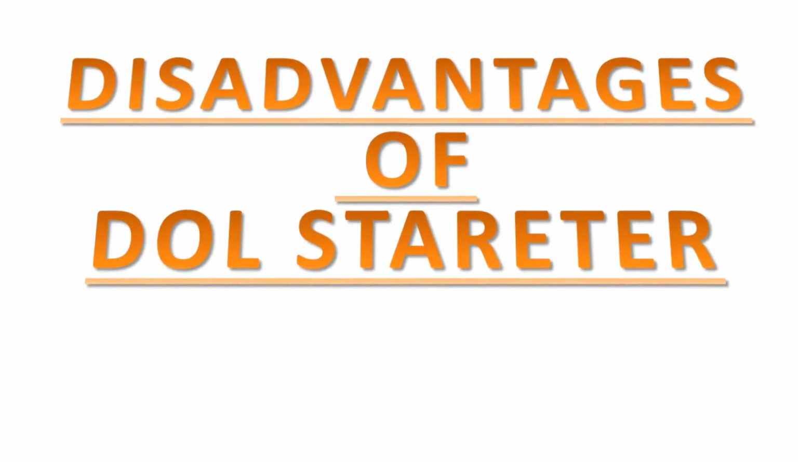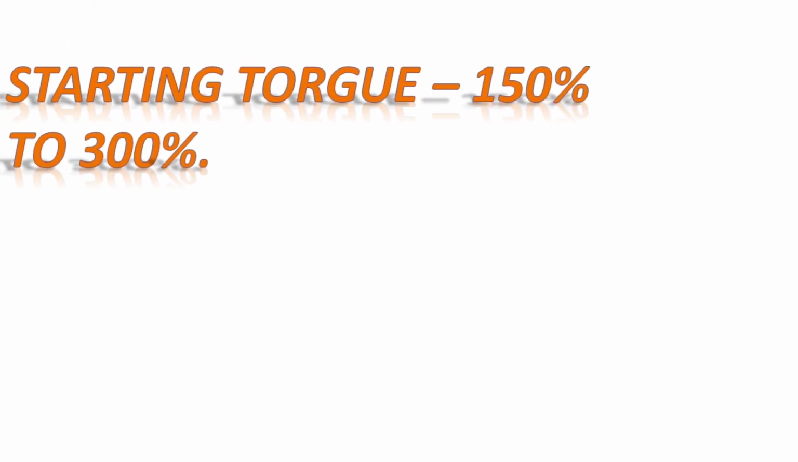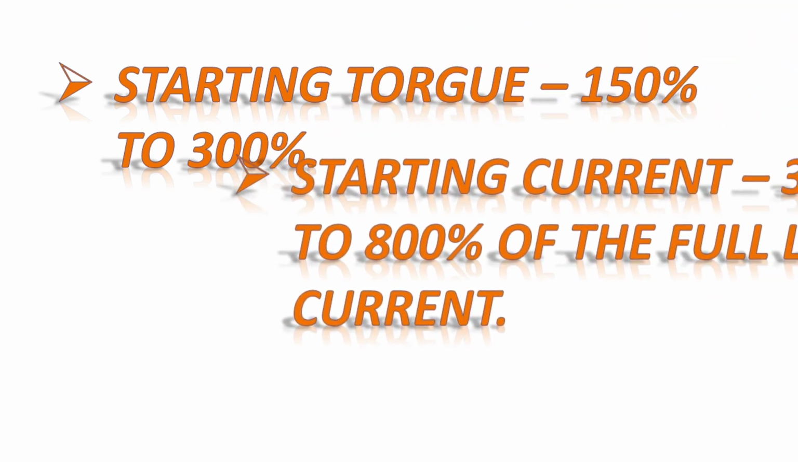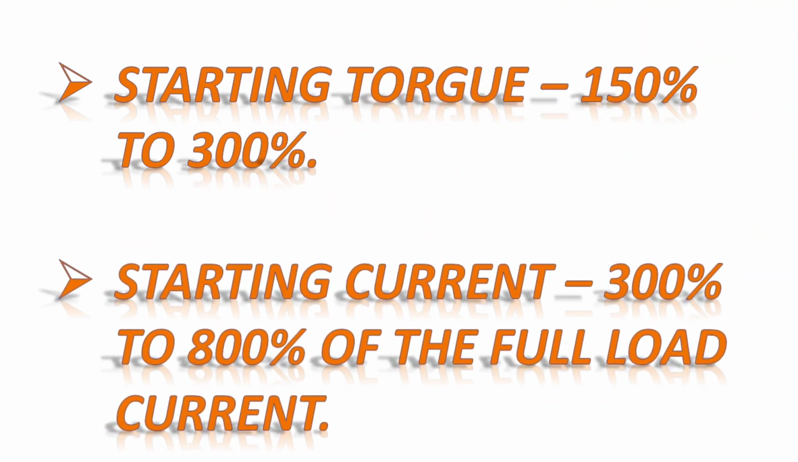Disadvantages of the DOL Starter. For small motors, the starting torque will be 150% to 300% of the full load value, while the starting current will be 300% to 800% of the full load current or even higher.